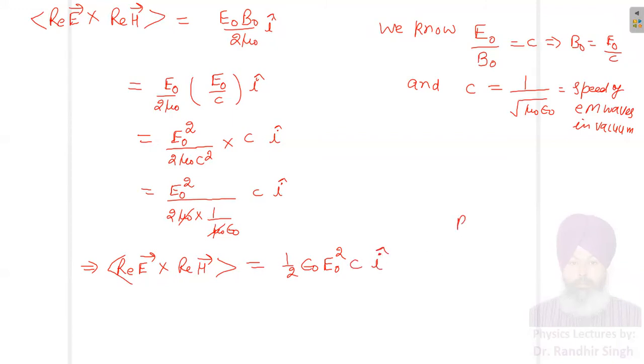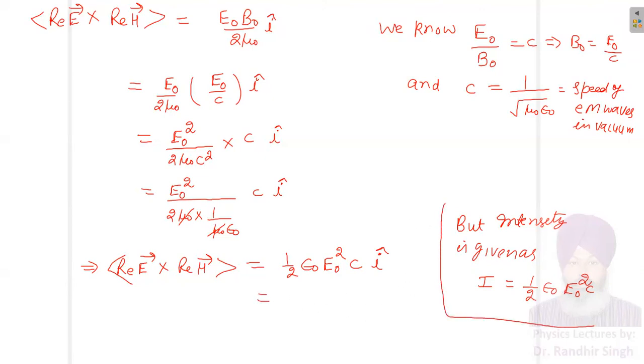But please remember that the intensity of a plane electromagnetic wave is given by intensity I equal to half epsilon naught E naught square, where E naught is the amplitude, into c. So this right hand side, this result which I am putting in the box, you have to remember. So this is therefore simply I into i cap, intensity multiplied by i cap.